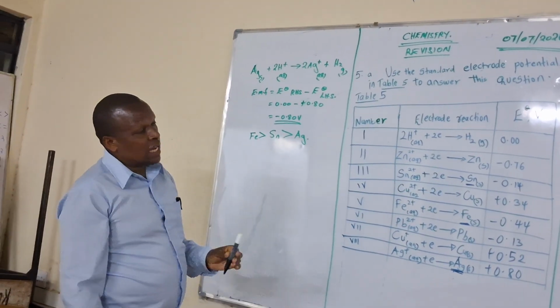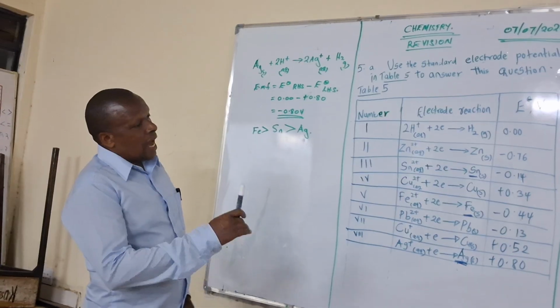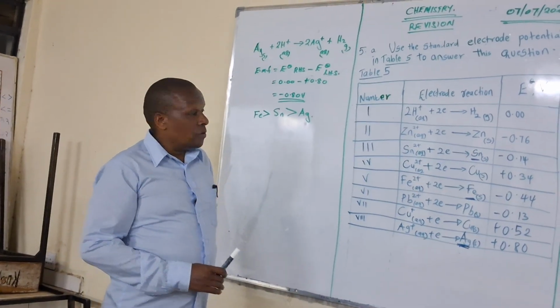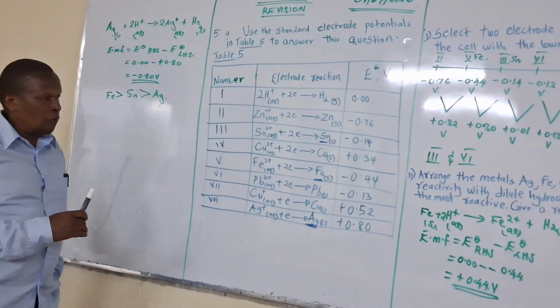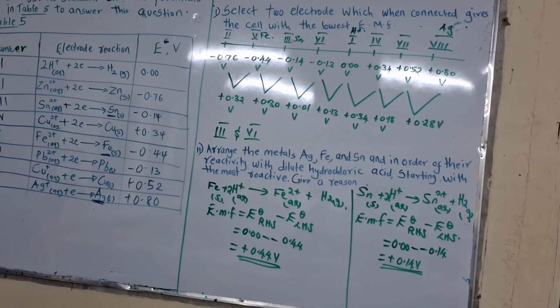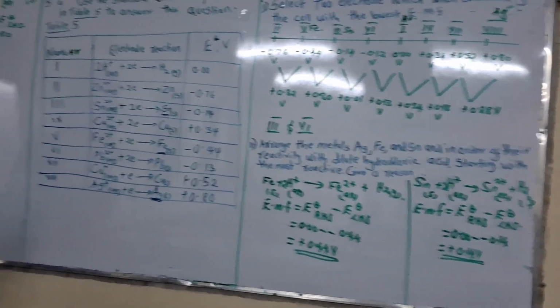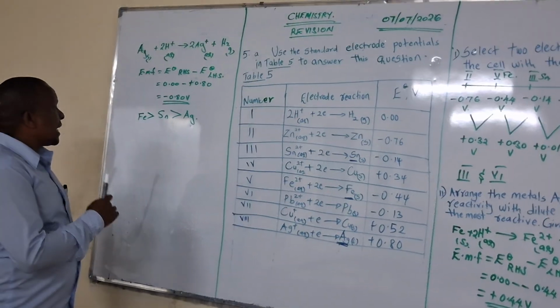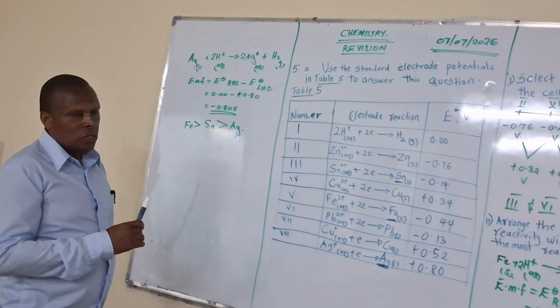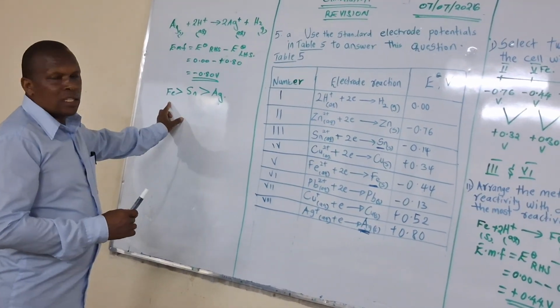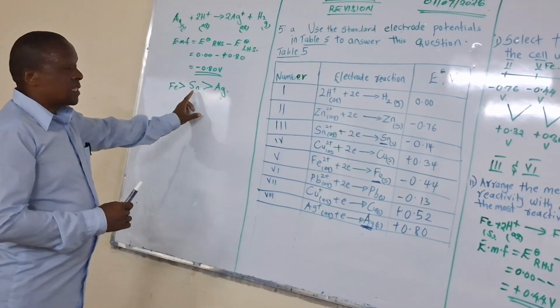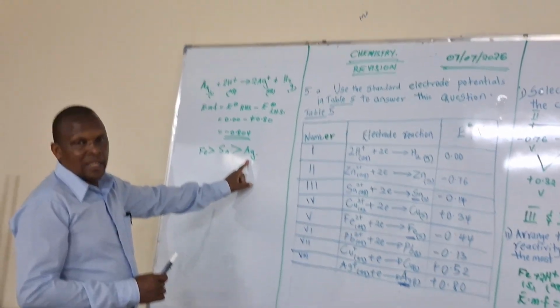So when you arrange according to the voltage, iron produces the highest EMF, which is positive 0.44 volts, followed by tin, which is positive 0.14 volts, and lastly silver, which is negative 0.80 volts. So if you arrange them, iron is the most reactive, followed by tin, and lastly silver.